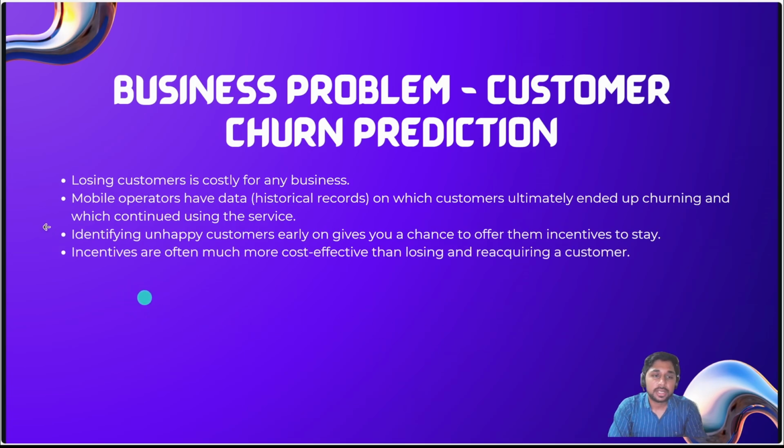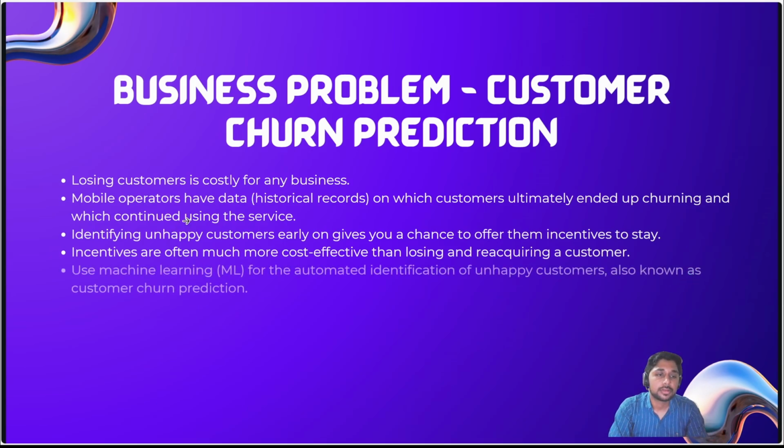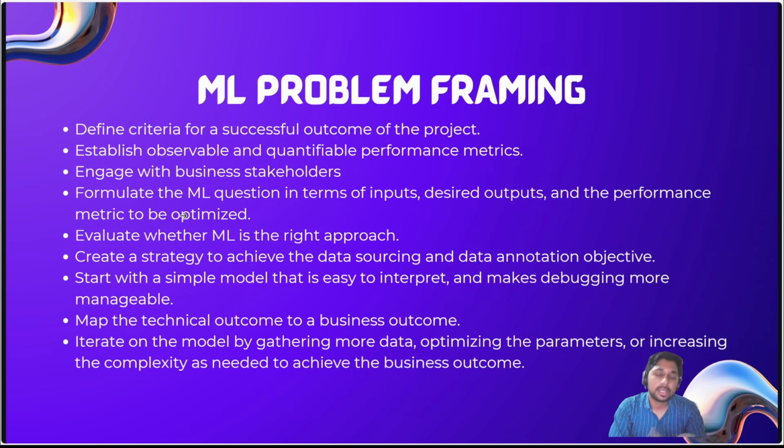As I already said, incentives are more cost effective than losing and reacquiring a new customer. So we want to utilize machine learning to identify all these unhappy customers, and basically we want to do customer churn prediction. Correct. So the next phase is machine learning problem framing, which also comes under the planning phase only.